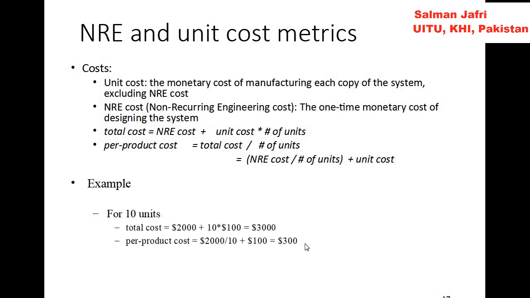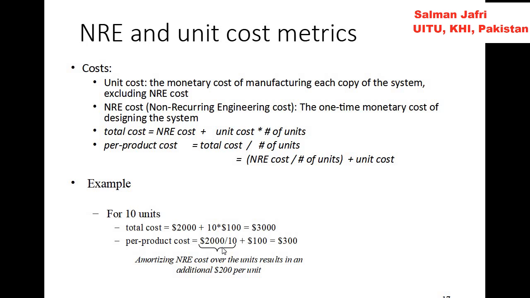For example, for 10 units, total cost is 2000 plus 10 into $100, if $2000 is the NRE cost of the system. So NRE cost plus unit cost into number of units, which is 10. So it comes out to be 3000. And similarly, we can find the per product cost. So amortizing NRE cost over the units results in an additional $200 per unit, right? So what is this? This is the contribution of the NRE cost on the product cost.